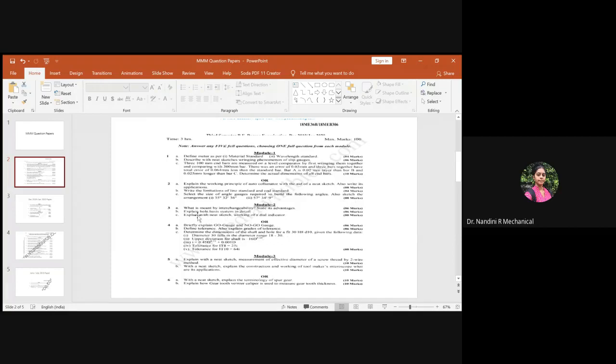Okay, so then usually it's a common question they do ask: explain the hole basis or shaft basis system in detail. It is again for 6 marks. Kindly draw the sketch if it is asked for hole basis or shaft basis, the sketch for shaft basis, and explain in detail why it is being used.